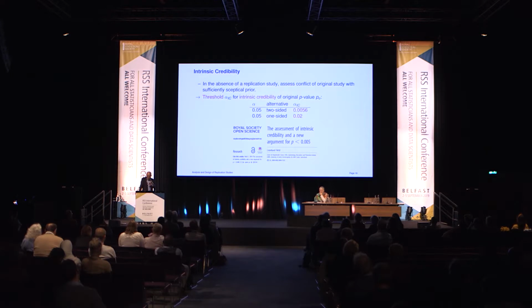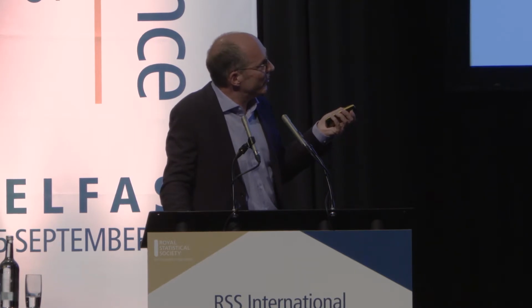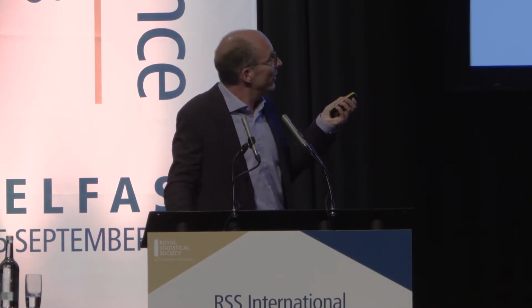The last 3 or 4 minutes, I want to move now to a scenario where we just have an original study, but we don't have a replication study yet, okay? So what do we do now? You can apply the same concept to define something which is called intrinsic credibility, again originally proposed by Robert Matthews, to assess the conflict of the original study with a sufficiently skeptical prior in the absence of a replication study. And if you do this, and I've written this up in a recent paper this year, you actually end up with a new threshold for intrinsic credibility, which turns out to be 0.0056 two-sided for the 5% level. One-sided, it's 0.02. And I mention this here because it will be important in a minute.